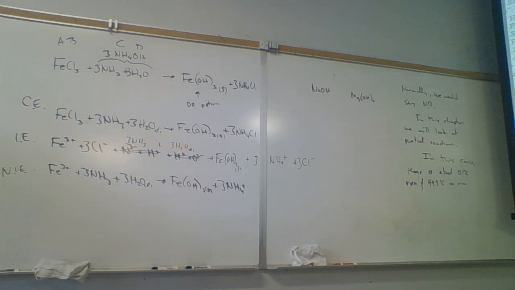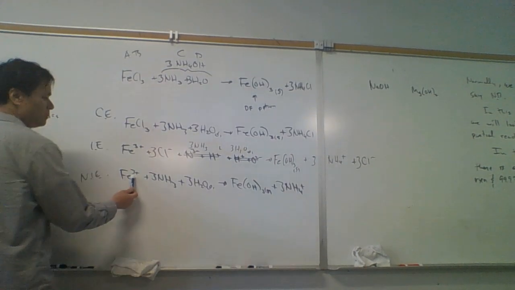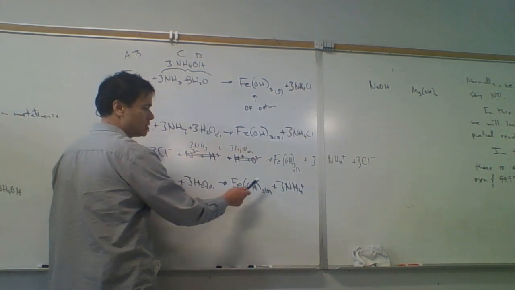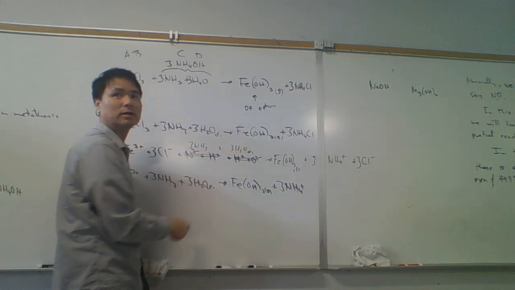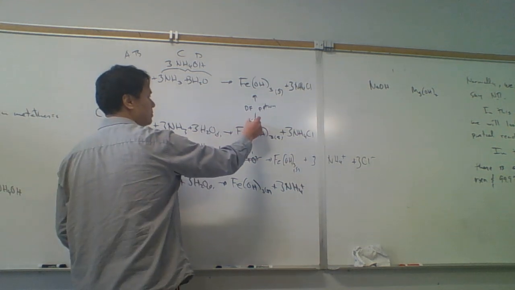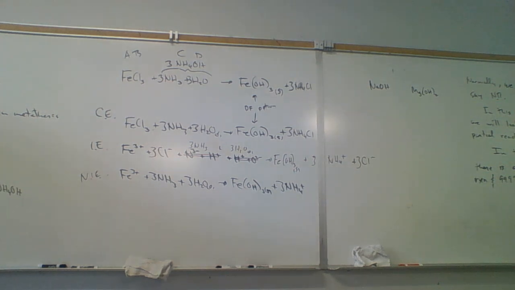The charge. The net charge on the left is plus 3, 0, 0, so plus 3. The net charge on the right is 0, and then 3 times plus 1 is plus 3. So plus 3, plus 3. The charges have to balance on both sides of the equation. And so this looks good. This is balanced. And so we have the driving force here. The driving force is just the precipitation of the iron 3 hydroxide.